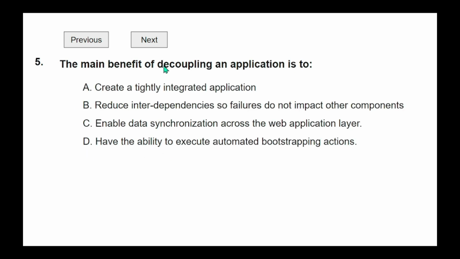Question 5. The main benefit of decoupling an application is: Option A, to create a highly integrated application. Option B, reduce interdependencies so failures do not impact other components. Option C, enable data synchronization across the web application layer. Option D, have the ability to execute automated bootstrapping actions. So decoupling is a situation whereby you have a monolith application and you want to subdivide the application into smaller parts that are independent of each other. So the answer to this question is reduced interdependencies so failures do not impact other components.